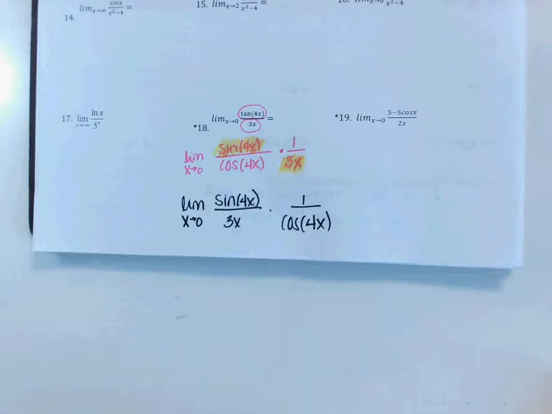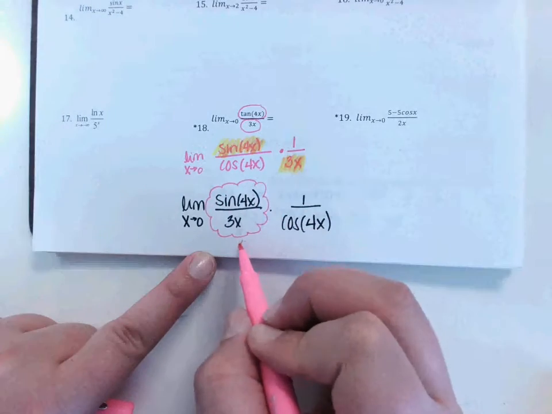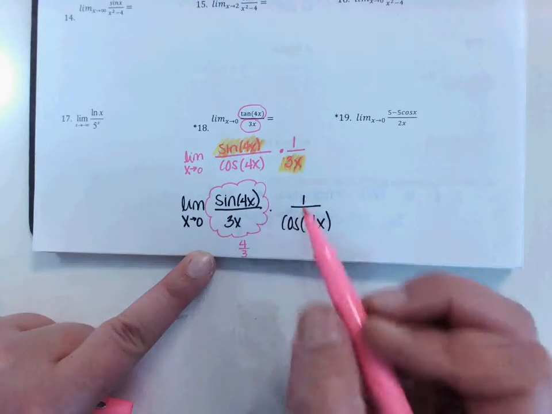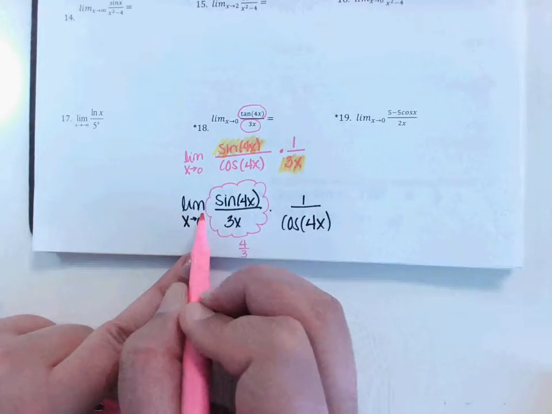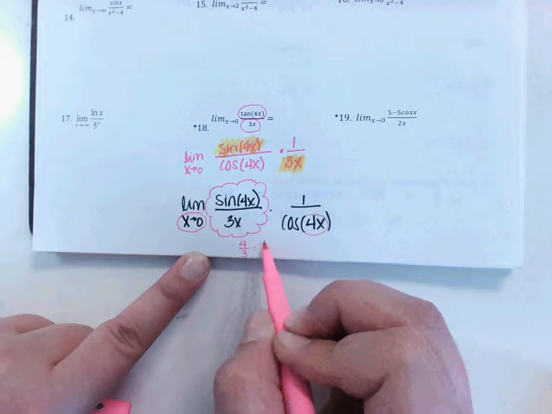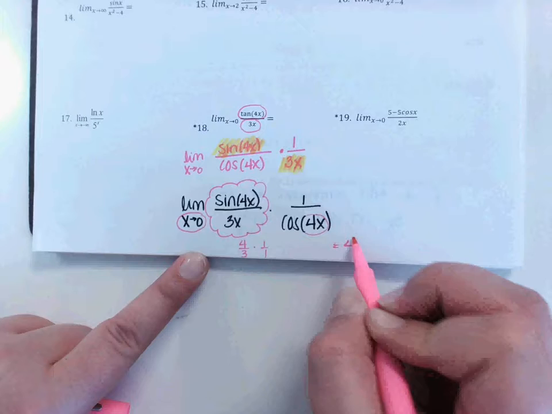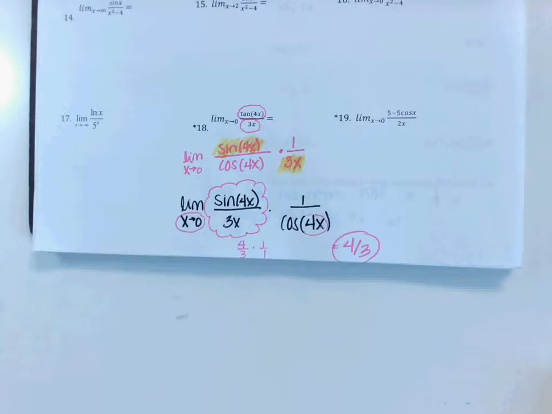So sine 4x over 3x, what does that chunk go to using your special rule number 1? 4/3. And then what does this go to if I plug in 0? Well, I take x approaching 0, plug it in. 4 times 0 is 0. What's the cosine of 0? 1. 1 over 1, which is 1. So 4/3 times 1 is 4/3. Make sense? You have to technically remember there's a cosine in there, but when I plug 0 into cosine, since it stays a 1, you don't have to really do anything extra. Okay? All right, look at 19.